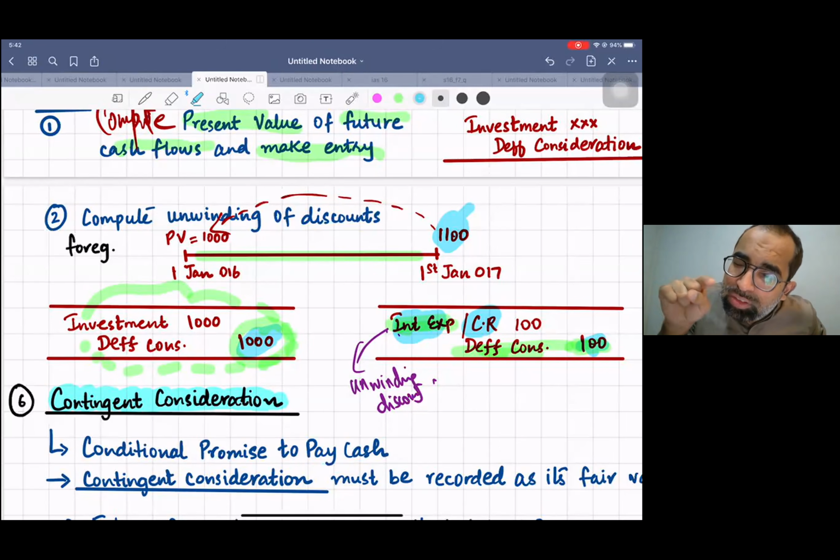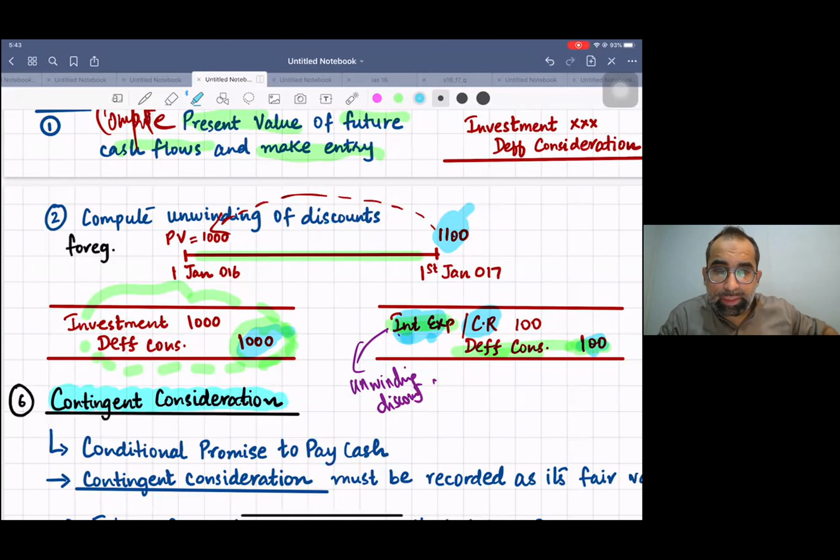this interest expense of parent company, parent company profits will go down. And when parent company profit goes down, parent company's retained earnings goes down. And when parent company's retained earnings goes down, automatically consolidated reserve will go down. Are you getting it? Okay, so these are the two entries.